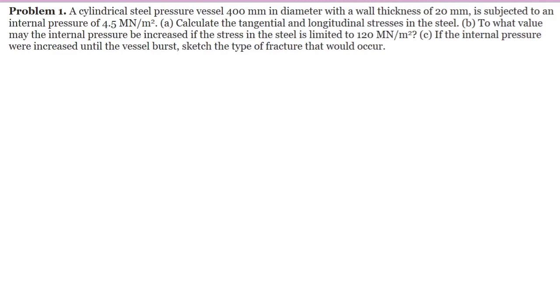B. To what value may the internal pressure be increased if the stress in the steel is limited to 120 meganewton per square meter or megapascal? C. If the internal pressure were increased until the vessel burst, sketch the type of the fracture that would occur.